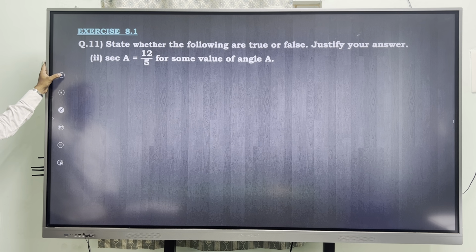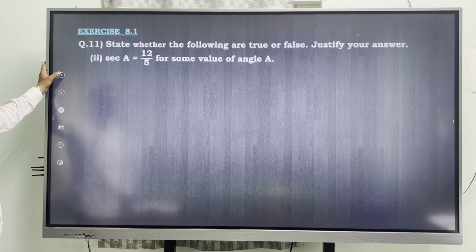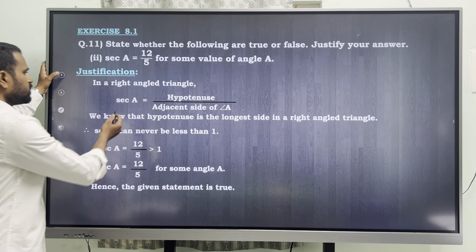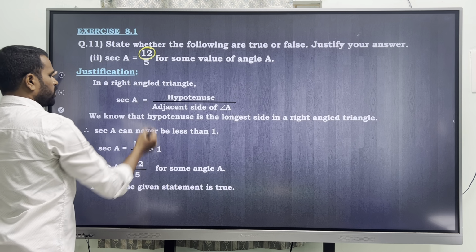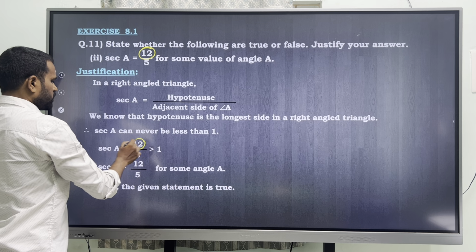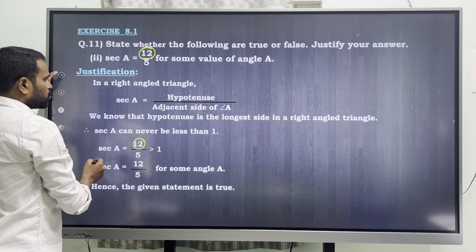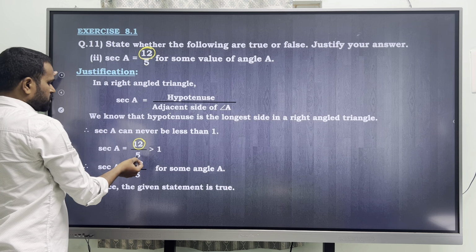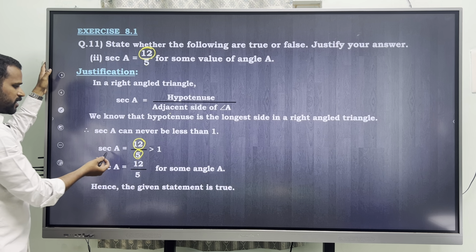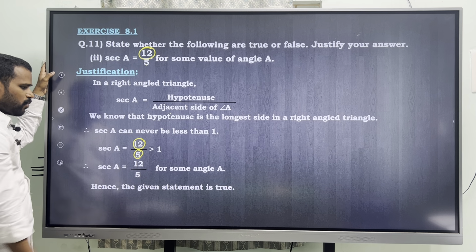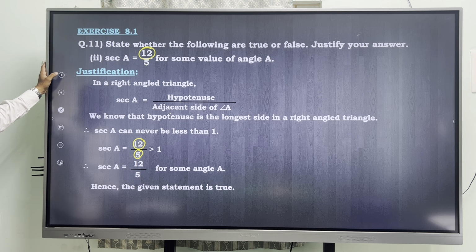Next, secant A is equal to 12 by 5 for some value of angle A. Yes, this can be possible. Why? Because secant is hypotenuse by adjacent. So hypotenuse is 12, right? Hypotenuse is the longest side, and the adjacent side is smaller. So this is quite possible. So secant can be greater than 1 for some angle A. Hence the given statement is true.